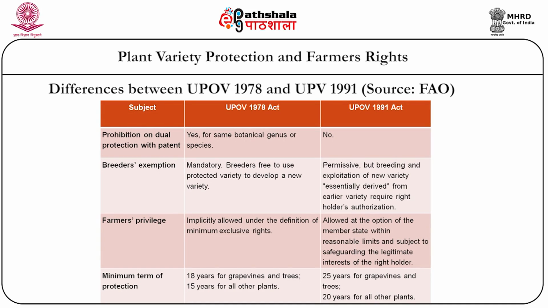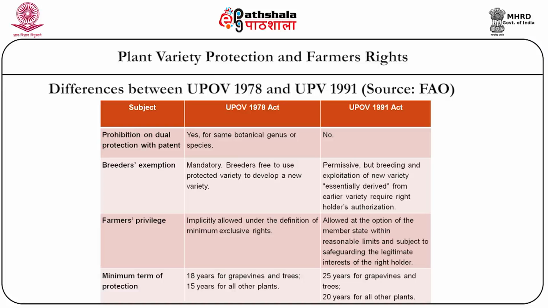In case of prohibition on dual protection with a patent, the 1978 Act specifically requires that there must be no dual protection for a botanical genus or species. In case of the 1991 Act, there is no such requirement.